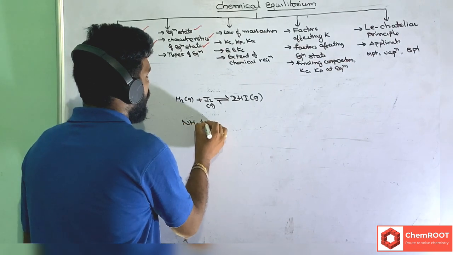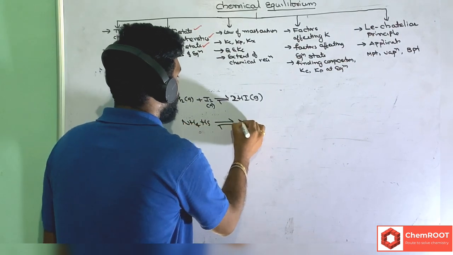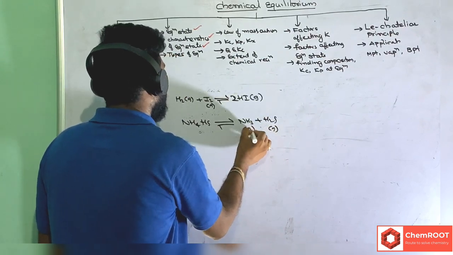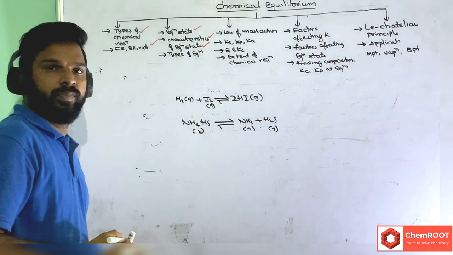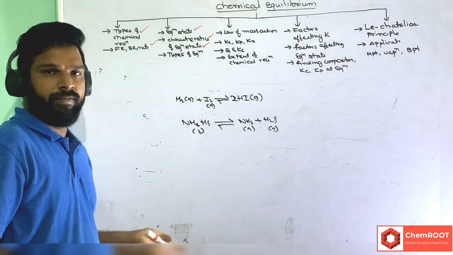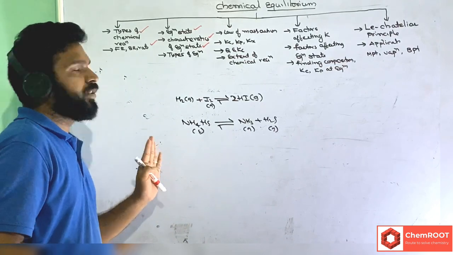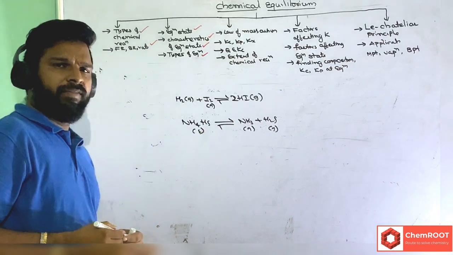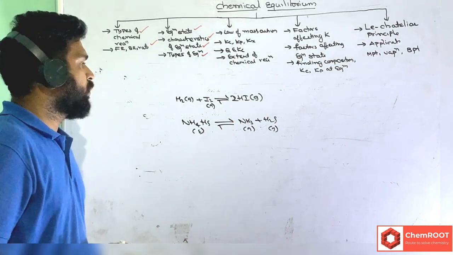Like NH4HS decomposing to give NH3 and H2S. This is a gas, this is a gas, and this is a solid, so two different phases are present. So it is a heterogeneous equilibrium. These are the types of equilibrium you have. Another classification is physical equilibrium and chemical equilibrium.